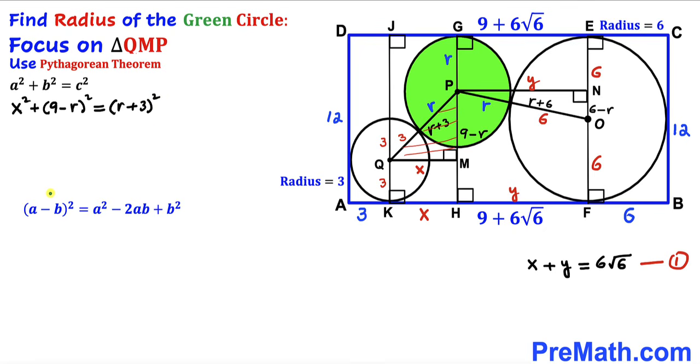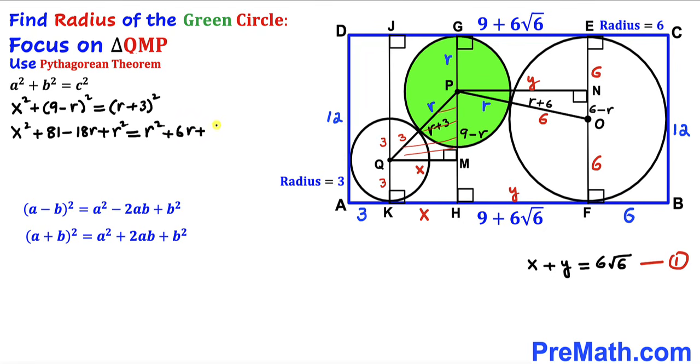And now let's recall this famous identity: (a minus b) whole square could be written as a square minus 2ab plus b square. We are going to apply it on this binomial. And likewise we are going to apply another identity: (a plus b) whole square equals a square plus 2ab plus b square on the right hand side. So therefore we are going to have x square plus 81 minus 18r plus r square equals r square plus 6 times r plus 9.